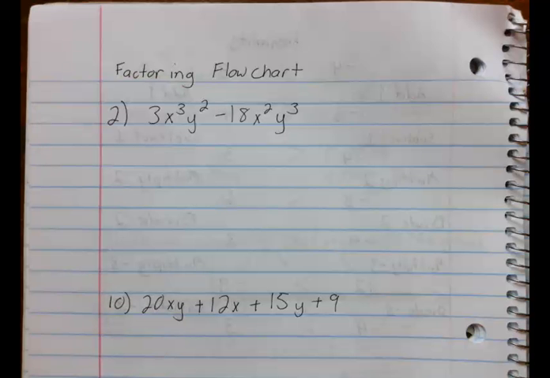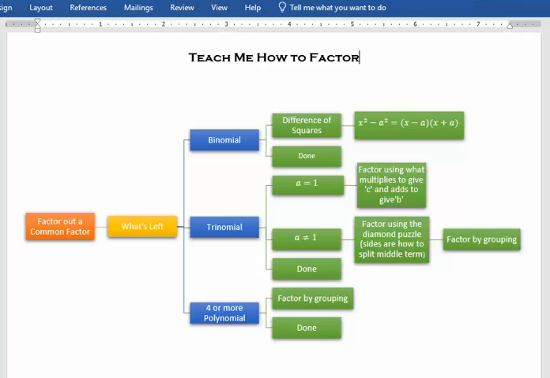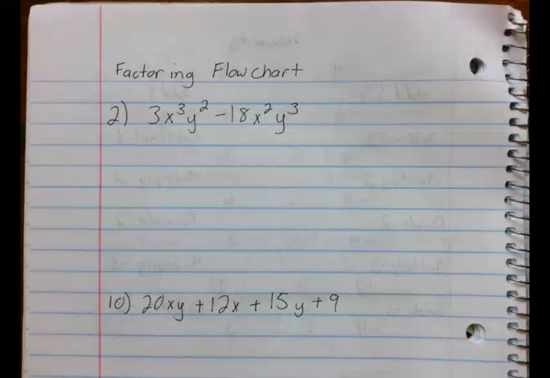Hello guys, in this video we're going to be talking about the factoring flowchart. So the factoring flowchart looks a little bit like this. It is a method of how you should think about each one of these problems. So in a problem, you're going to have a series of decisions that you need to make. The first one being you need to look for something to factor out of everything. So that's the first example we're going to take a look at.